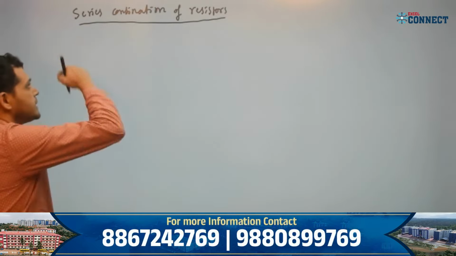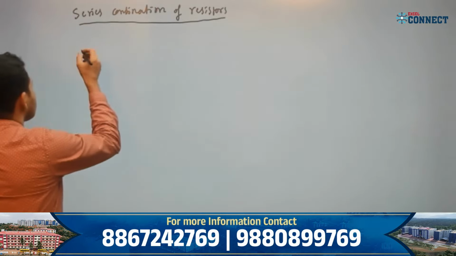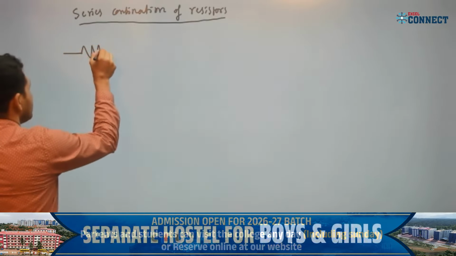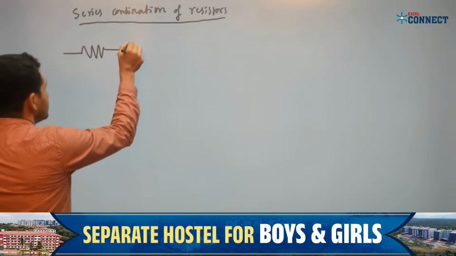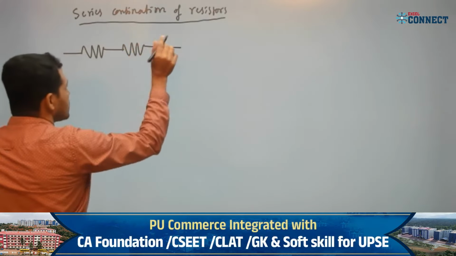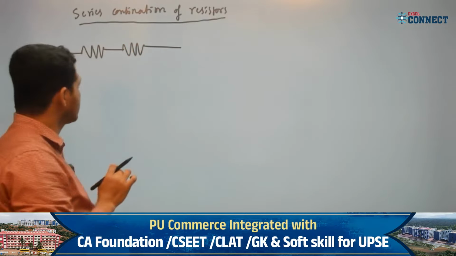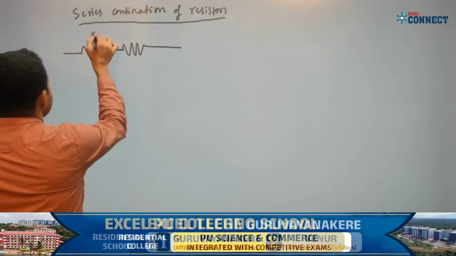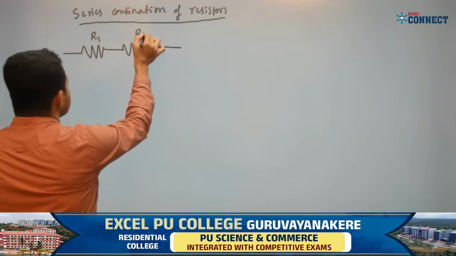Now first I'll take a series combination. Resistors are said to be in series if you connect a number of resistors end to end, correct? I will take, for simplicity, two resistors. This is a representation of resistors. I'll take R1 here, R2.